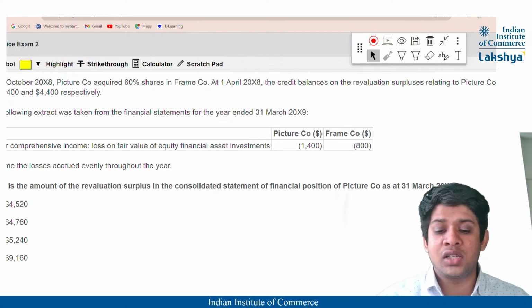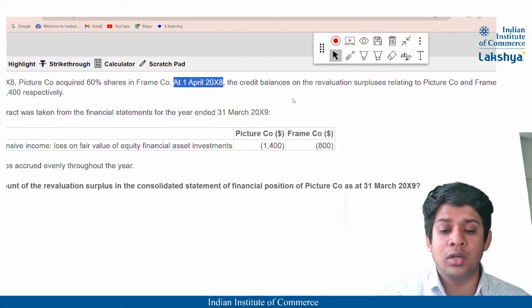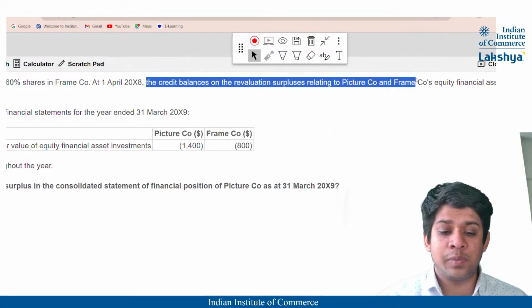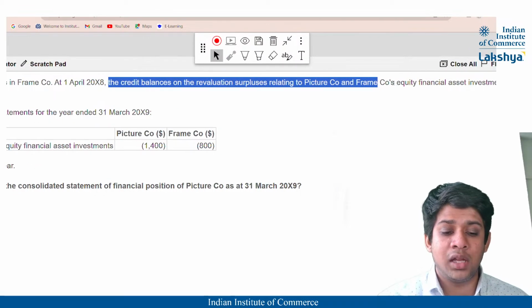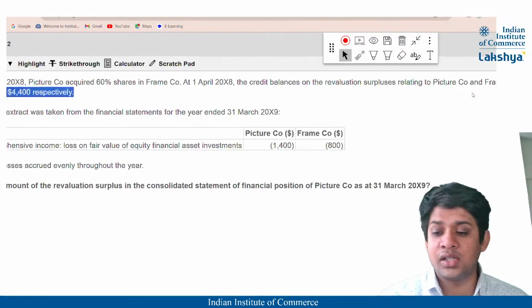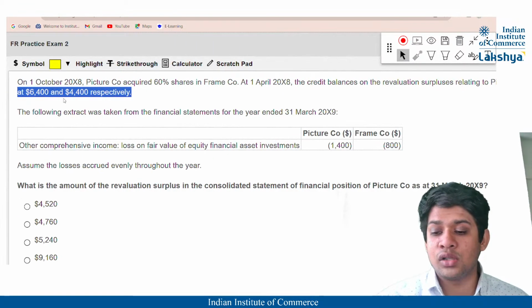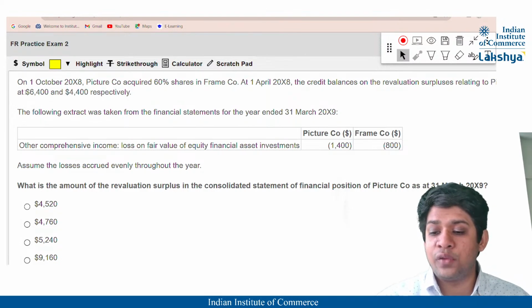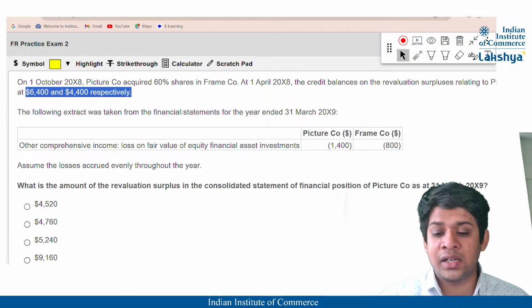Okay. At 1st April 2018, mid-year, the credit balances on the revaluation surpluses relating to Picture Company and Frame Company's equity financial assets investments stood at 6,400 and 4,400 respectively. Okay. Now, 6,400 and 4,400 respectively, this is already there.